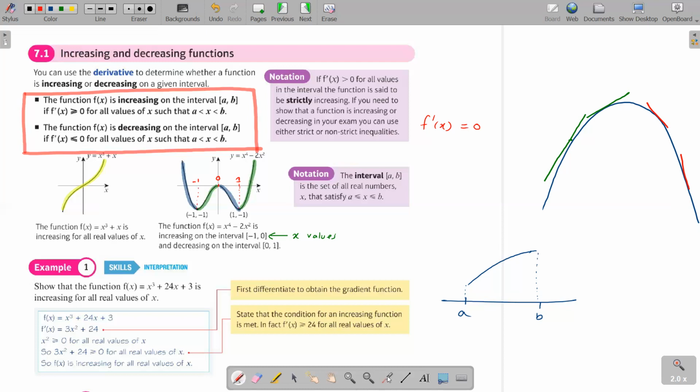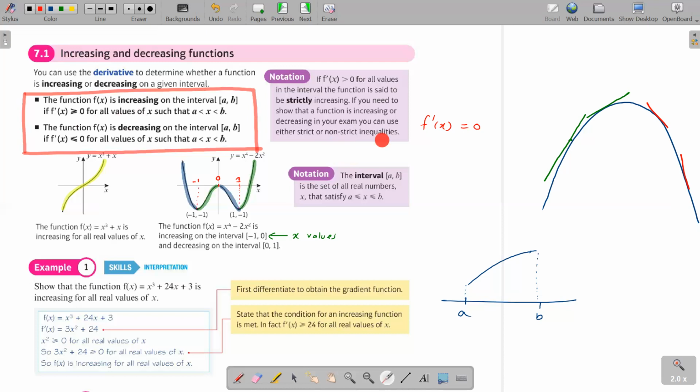Okay, so then can you see here they use f'(x) greater than or equal to 0 and less than or equal to 0. Now they say here if f'(x), or your gradient, is greater than 0 for all values in the interval, the function is said to be strictly increasing. What do you mean by strictly increasing? It is only increasing. But when you have greater than or equal to 0, we say it's increasing. However, at equal to 0, we come to the turning point, the point where the gradient becomes parallel to the x-axis. So if you need to show that a function is increasing or decreasing in your exam, you can use either strict or non-strict inequality.